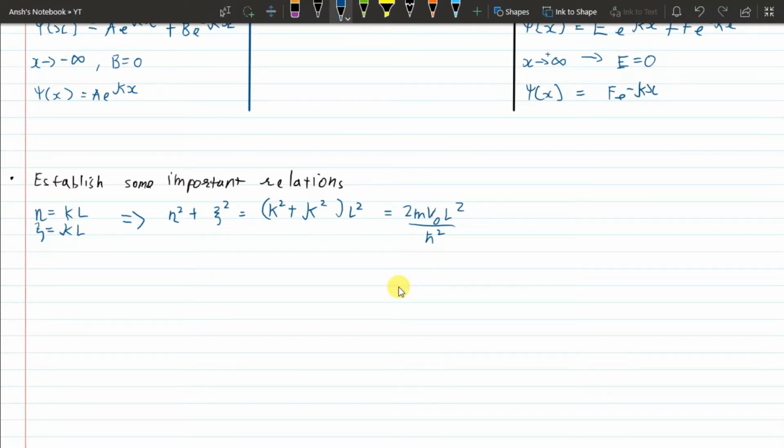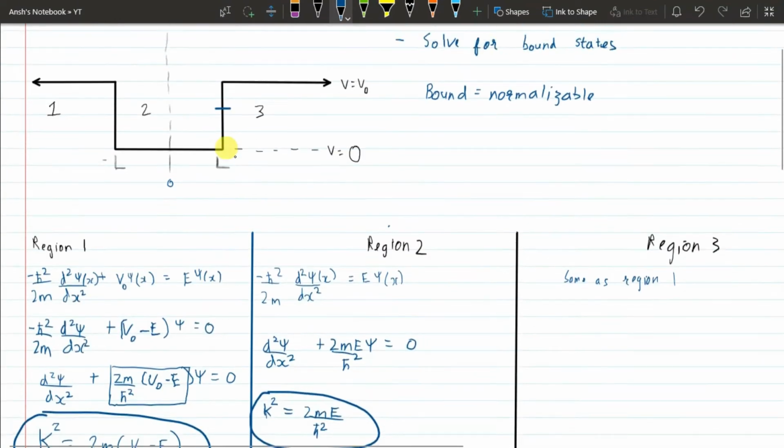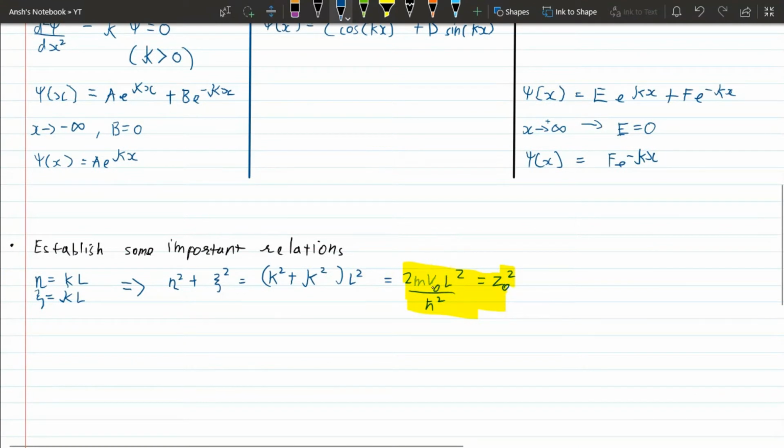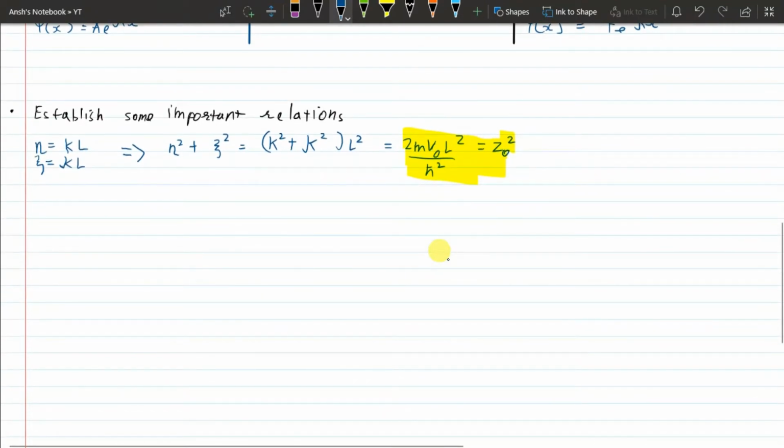So this term we define as Z naught square. Again, I'll highlight this because this is a very important term right here. Z naught square, or Z naught, is a quantity that depends on V naught and L. Now, V naught and L are both quantities that we know. We know how deep our potential is, and we know how wide our potential is. And so Z naught is a quantity that is only dependent on known parameters, and it will help us as we go forward. So let's see some other relations. This is the first relation that we establish.